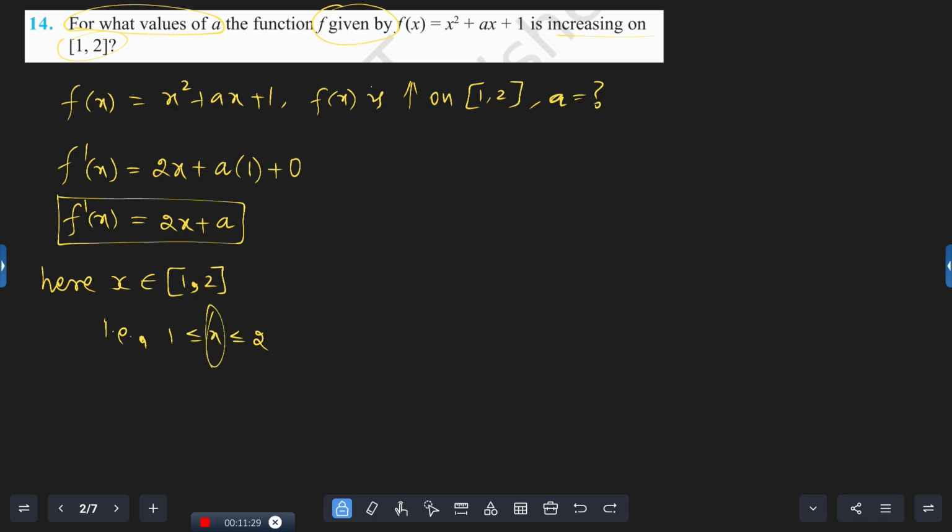So instead of x, I want to bring 2x + a. How can you bring this? For 2x + a, multiply 2 on both sides first. Then what will you get? 1 × 2 ≤ 2 × x ≤ 2 × 2. Now we got 2x. After getting 2x, we need plus a, so add a on both sides. So 2 + a ≤ 2x + a ≤ 4 + a. That's it.